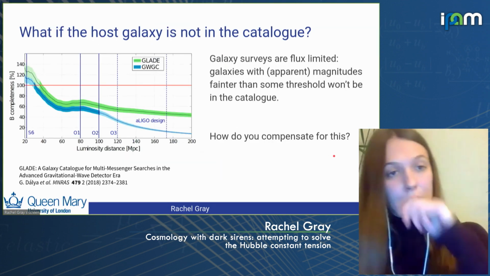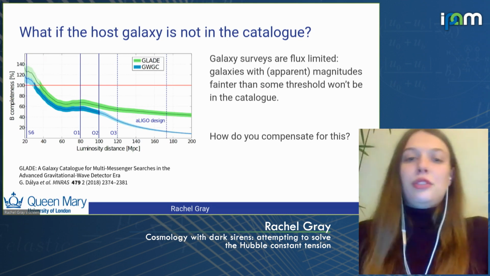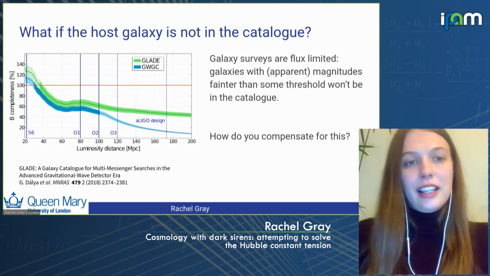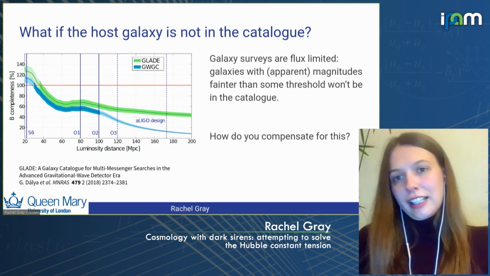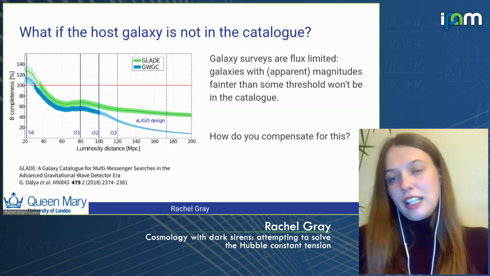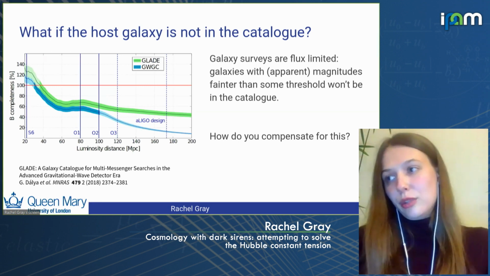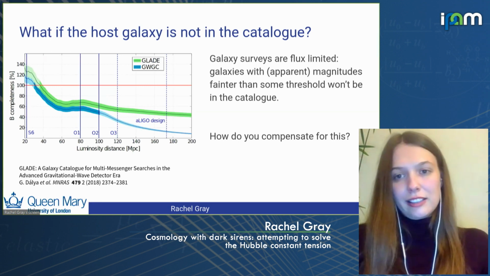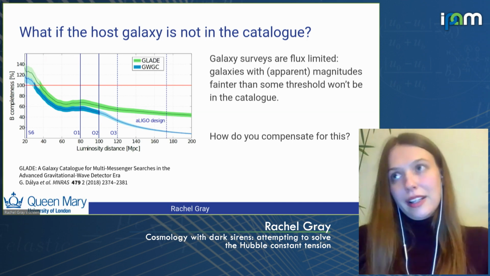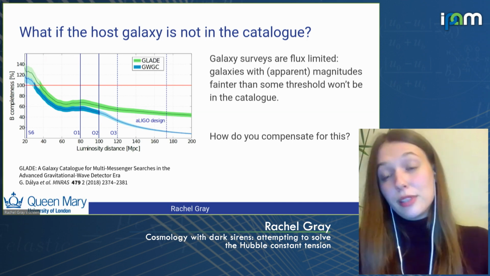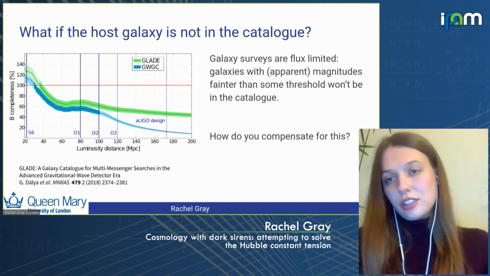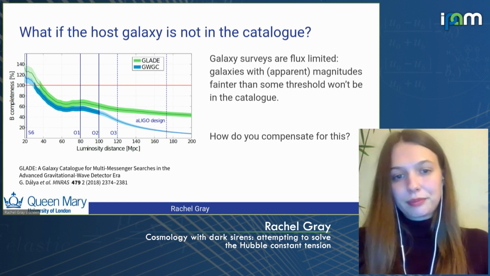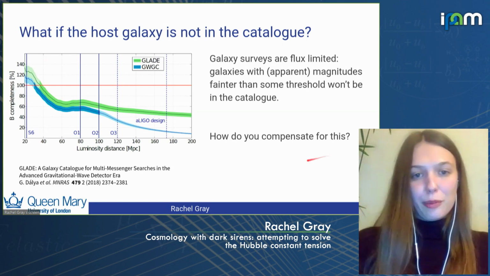This is all very well and good, but one of the major issues with this analysis is the fact that almost by definition, galaxy catalogues are not complete because EM telescopes are flux limited, which means that they only see things down to a certain brightness, depending on the strength of the telescope and the length of their observing time. So it means that some significant fraction of galaxies just do not end up being observed. And the question is, how do you compensate for that?